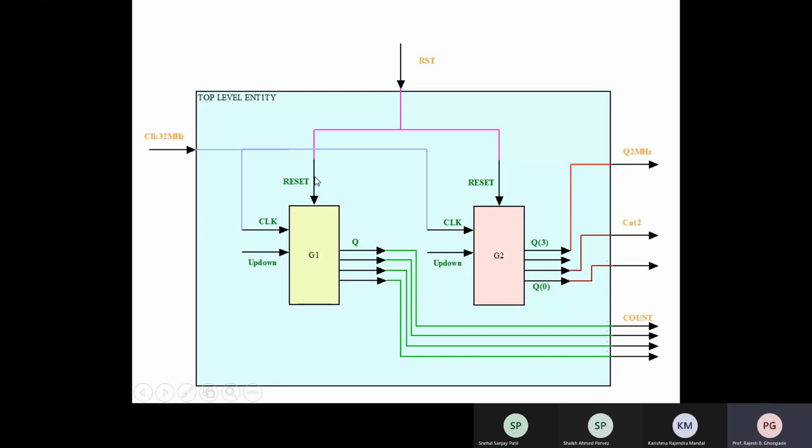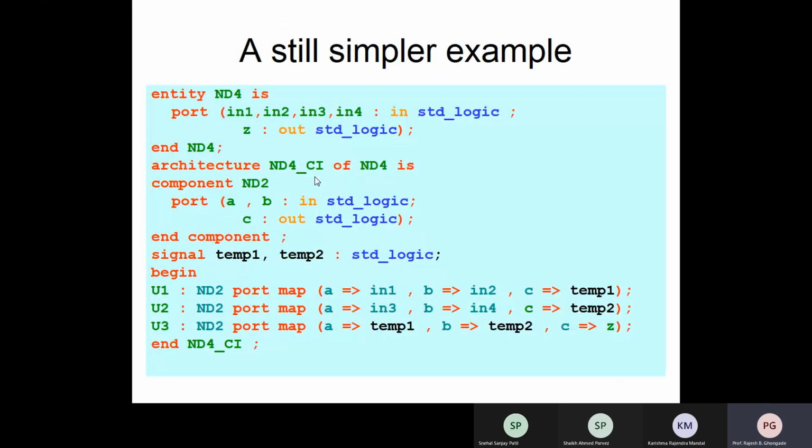Okay, sir. So that is how you can use already compiled components and then design your own top level entity. We'll have to look at a simpler example so that your ideas will get concretized. So let us say I want a 4 input component called ND4, and the ports are in1, in2, and so on. This is the 4 input device and Z is the output.